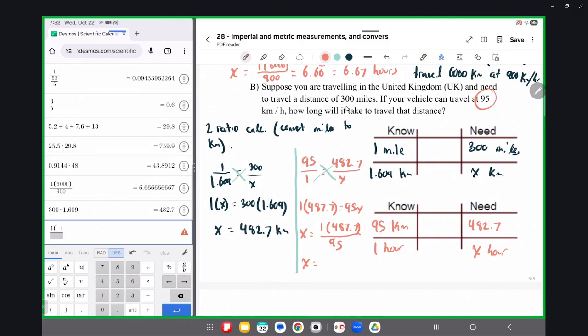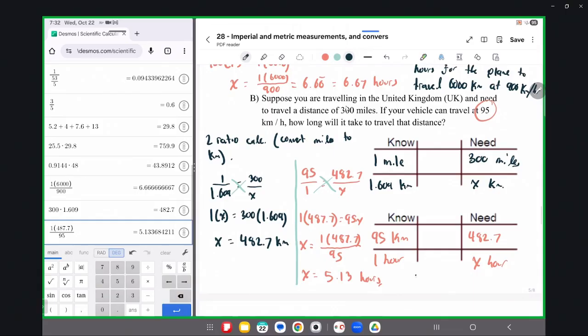And so let's run through this calculation. 1 multiplied by 482.7 divided by 95. And we get that this is, again, about 5 hours. So we'll say 5.13 hours. And from here, I don't have any more space, but just make sure you get your therefore statement in.